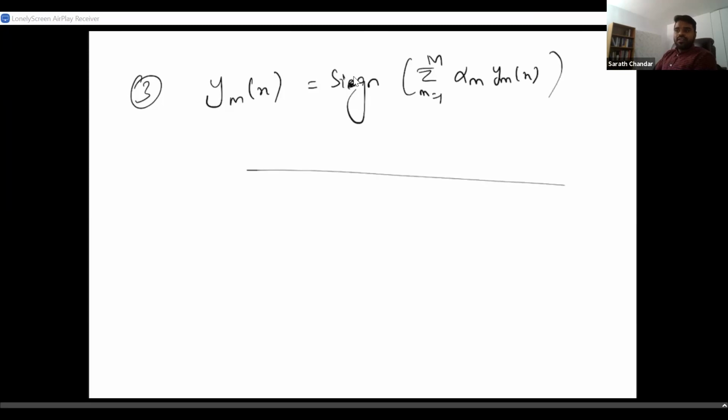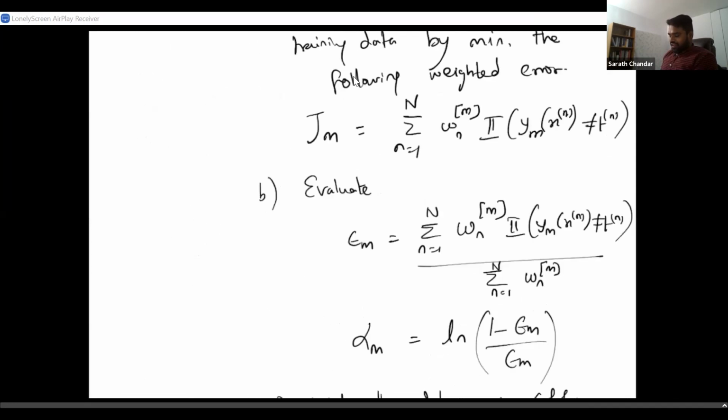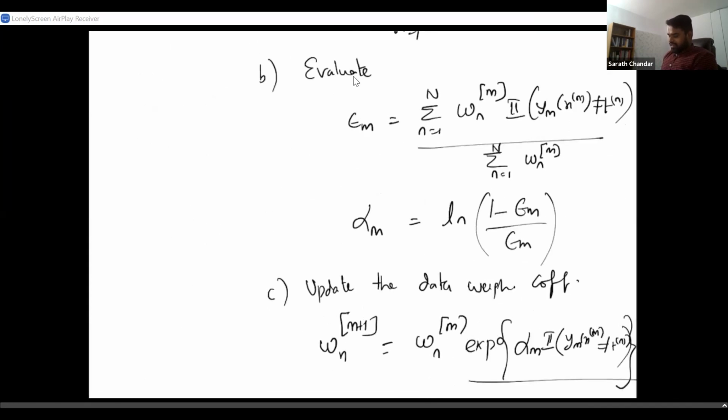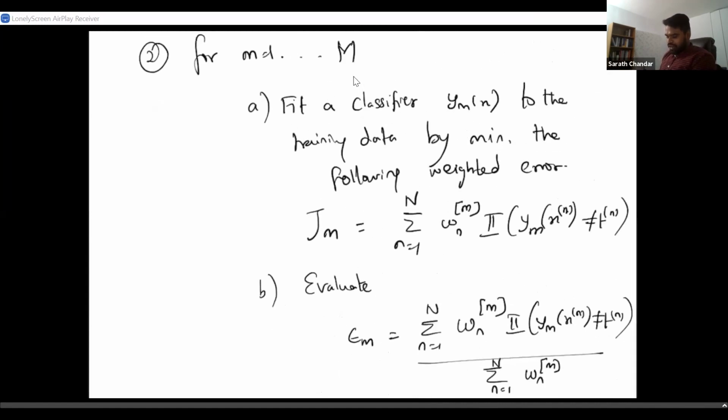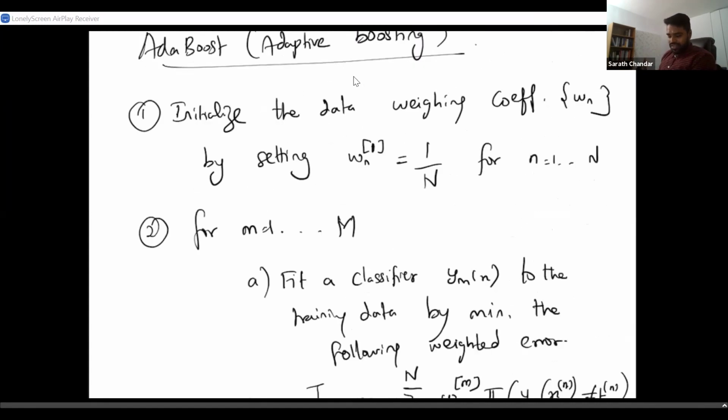Is that clear? Okay, so you might have a few questions here. What is epsilon_m and what is alpha_m? Why is this a correct weighting scheme? Why should it help us? This is the algorithm, but we are going to see how to come up with this algorithm as the next step. But for now, I would like to repeat the process.